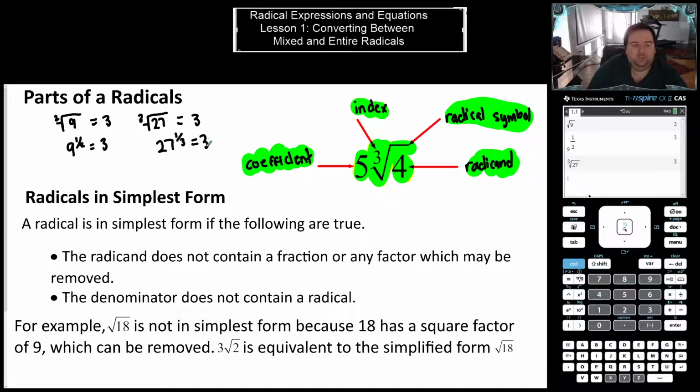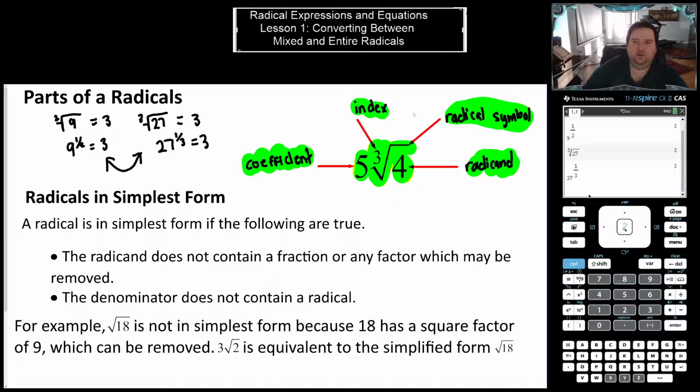And this should equal 3 because the cube root of 27 was 3. 27 to the exponent of 1/3 should be 3. Let's see. And it is. So we know that this works. This is a property of math that is going to be very, very useful in this section.